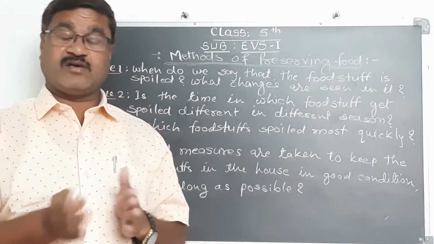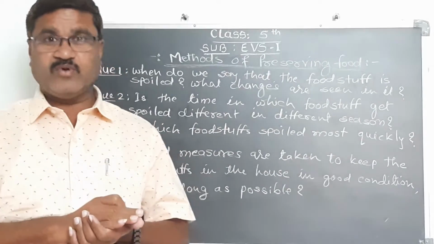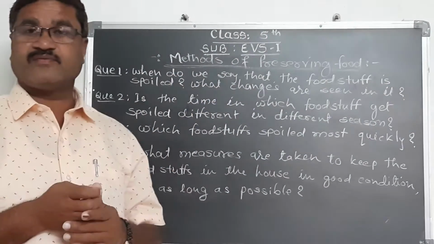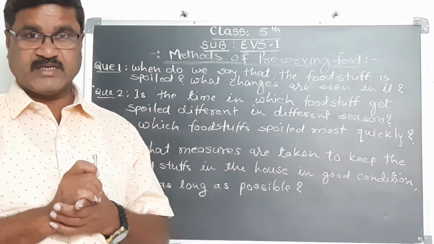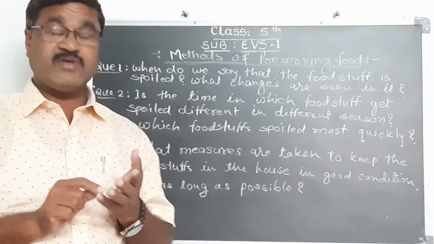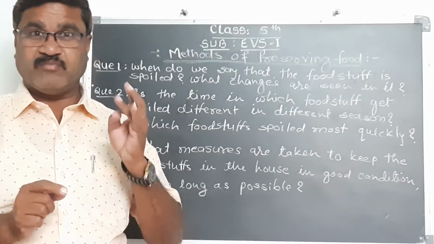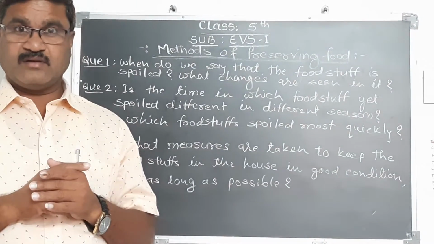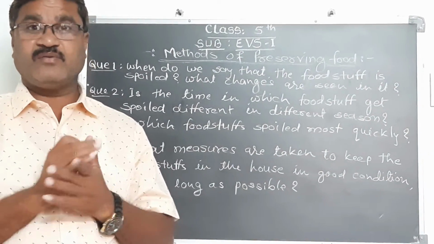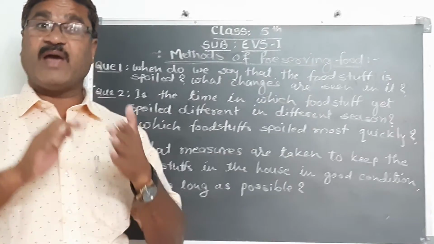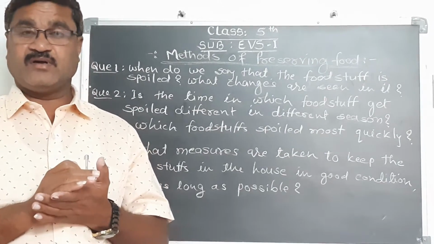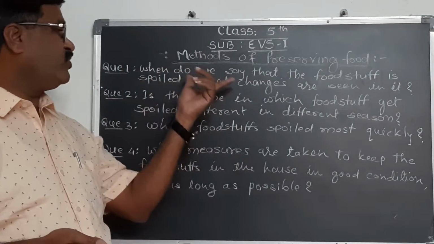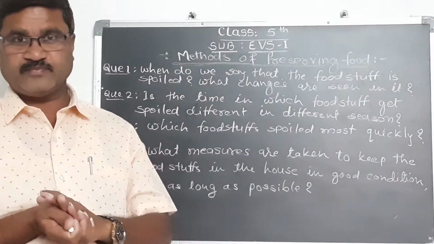black patches on the surface of food substances, then we can say that the foodstuff is spoiled, isn't it? When we see white, black and green fibers or black patches on the surface of food material, then we can say that the foodstuff is spoiled, isn't it?